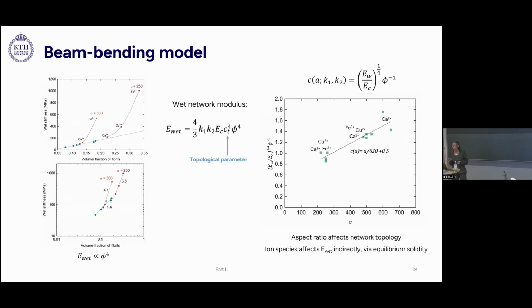So by looking at the network topology as a function of the aspect ratio, we could elucidate this effect, and we found a linear relationship, which indicates that the aspect ratio does affect the network topology. And here, the different counterions end up with approximately similar values, and this indicates that the counterion species does not significantly affect the strength of the fibril contact point. Rather, the ion species affects the wet modulus indirectly via the equilibrium solidity.